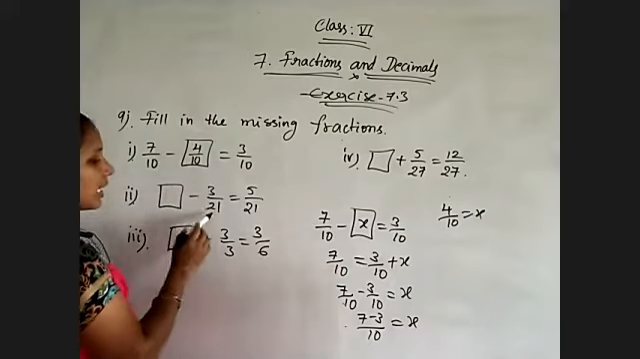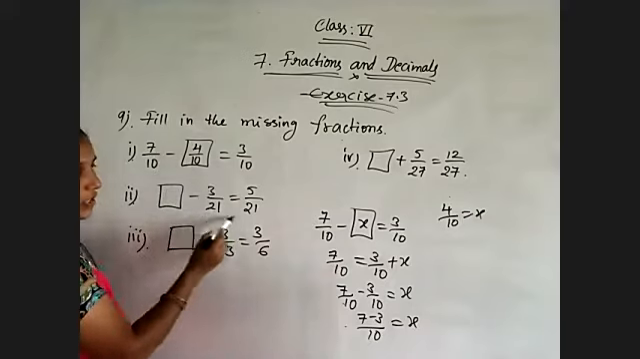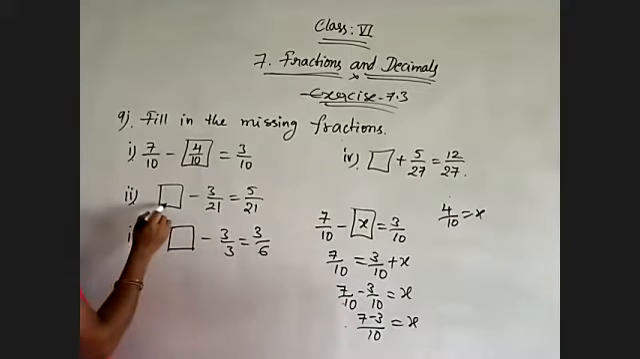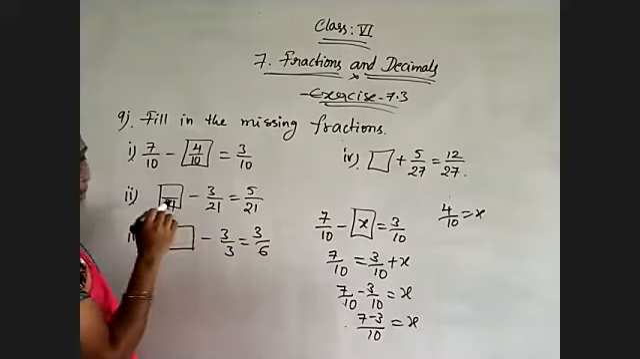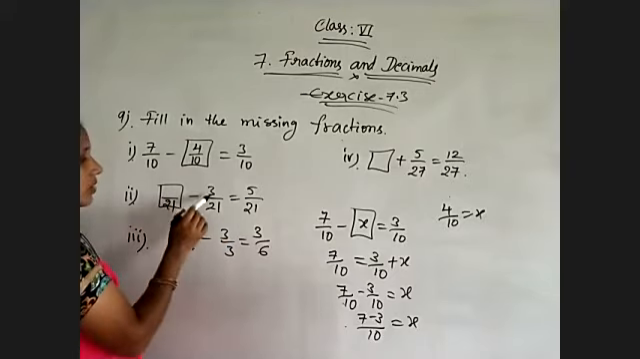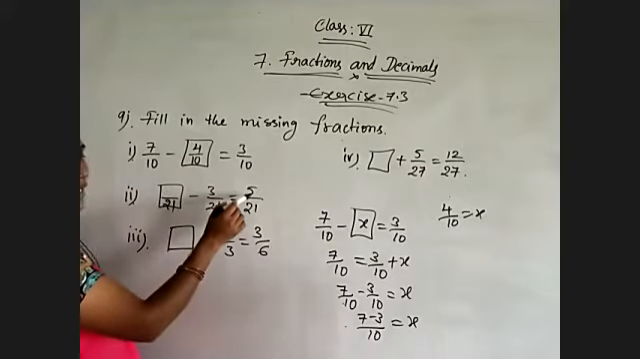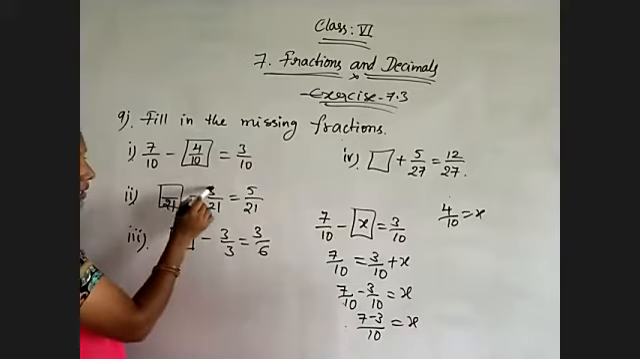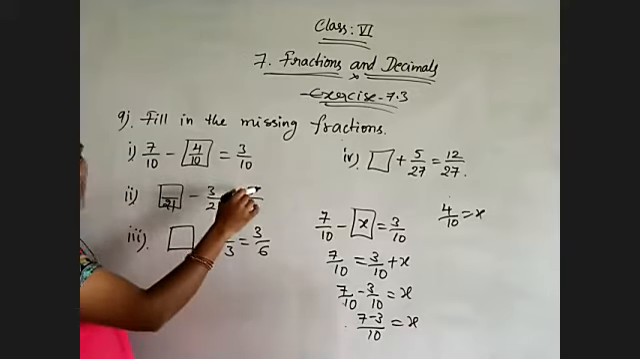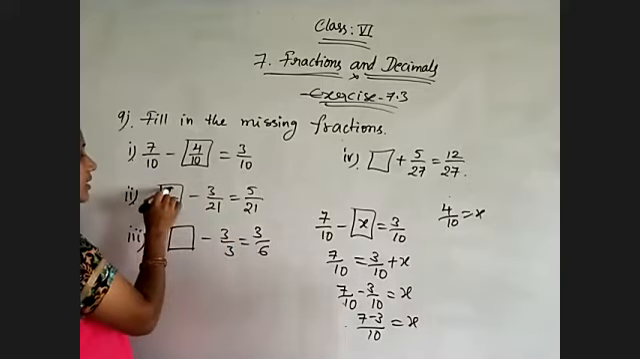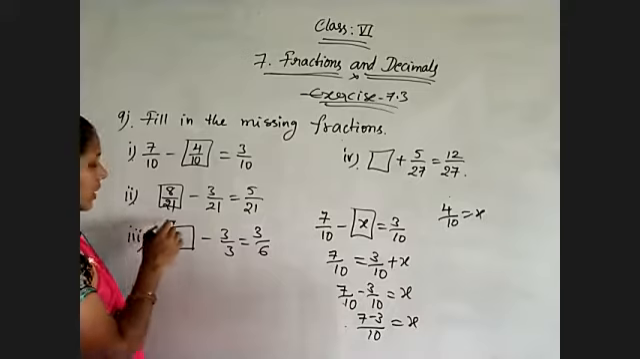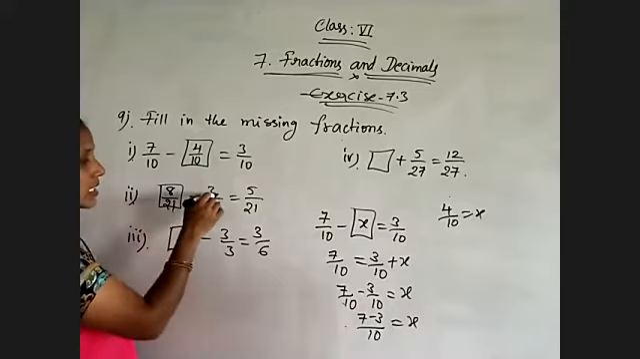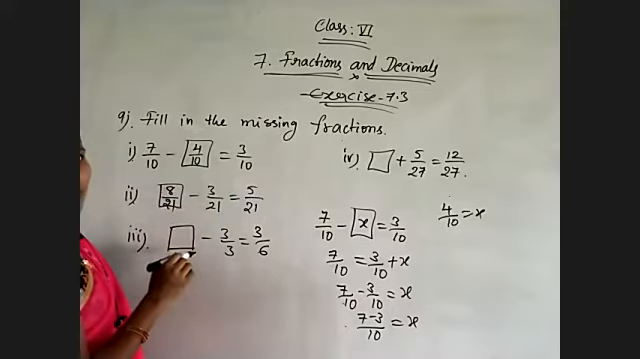That's all. Coming to this one, both have denominator 21. Here also the denominator is 21, so they are like fractions. Which number do you need to get here to get the difference? See, minus 3, by bringing it to this side, plus 3. So 5 plus 3 is 8. 8 minus 3 equal to 5. So 8 by 21 minus 3 by 21 is equal to 5 by 21.